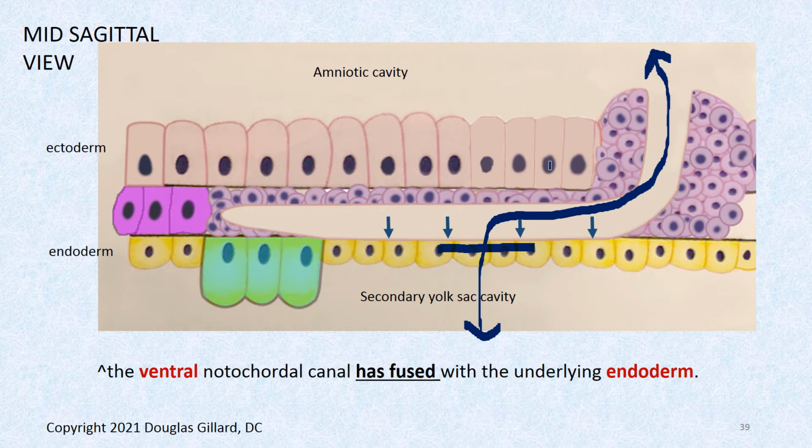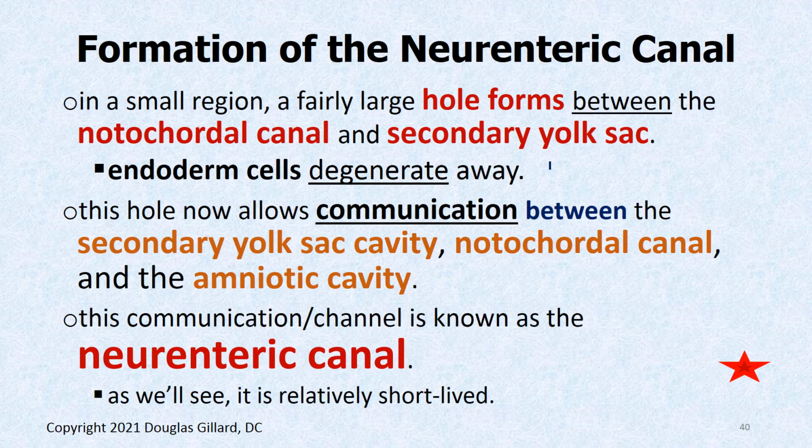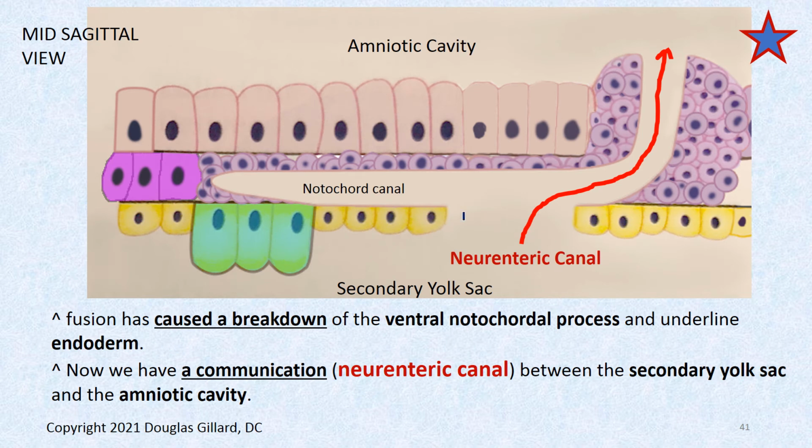And it turns out we're not going to get crazy into the weeds because in humans, they just don't understand this too much. But I'll show you the whole reason here. There's some pathology where you won't understand this pathology, we'll see. That canal is called the neuroenteric canal. Let's see a picture. So now the notochordal canal has fused with the endoderm, degenerated, and formed a passageway between the amniotic cavity and the secondary yolk sac cavity.